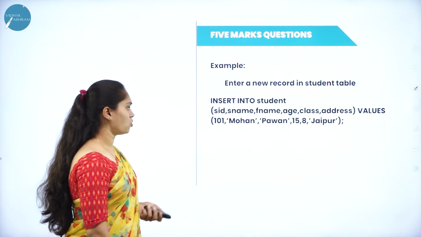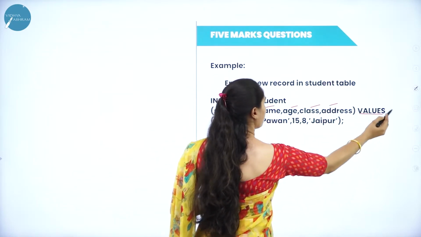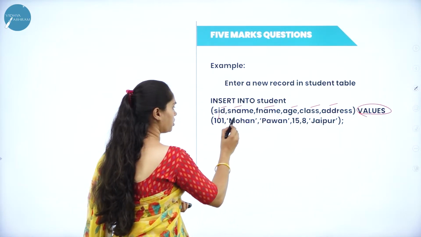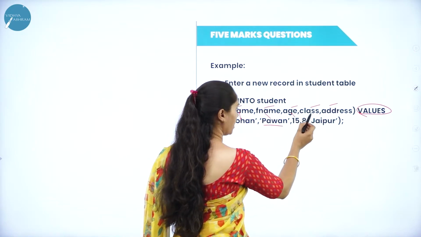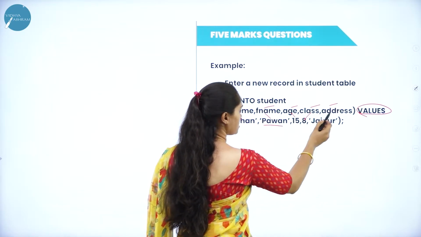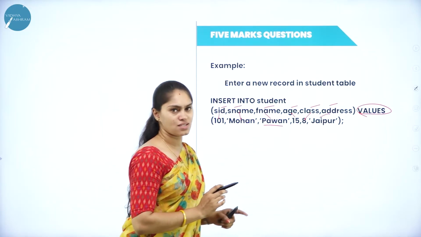Insert into student, we have student ID, student name, father name, age, class, address. What are the values I am taking? For student ID 101, student name Mohan, his father name is Pavan, age is 15, and they belong to 8th class and their address is Jaipur. Then close the parenthesis and put the semicolon.